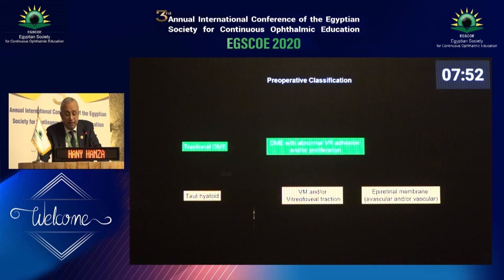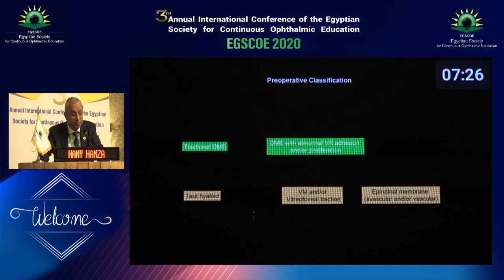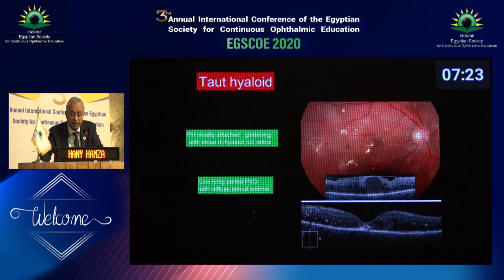We have to classify the diabetic macular edema before proceeding to surgery. For the tractional component, we have DME with abnormal vitreoretinal adhesion and proliferation. These can be subclassified into cases with taut posterior hyaloid, cases with vitreomacular and/or vitreofoveal traction, similar to the vitreomacular traction syndrome, and finally cases with epiretinal membranes, whether these membranes are vascularized in PDR or non-vascular in the background and pre-proliferative phases.